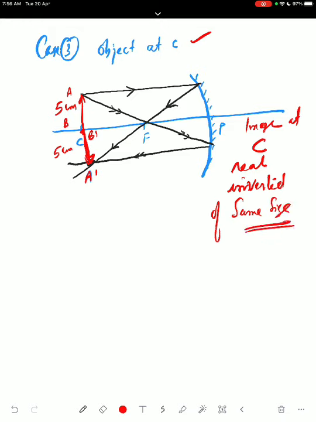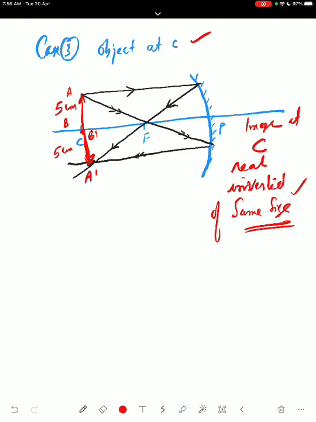So this is the only case where the concave mirror produces an image size equal to that of the object. The object is 5 centimeter, the image is also 5 centimeter. A real image, because the rays are actually meeting at this point, inverted, and of the same size. So this is case 3, when the object is at C.